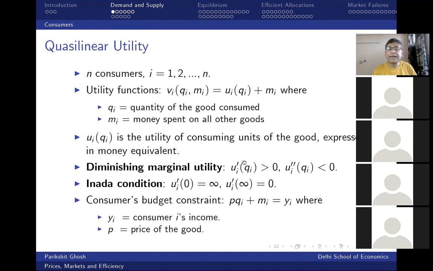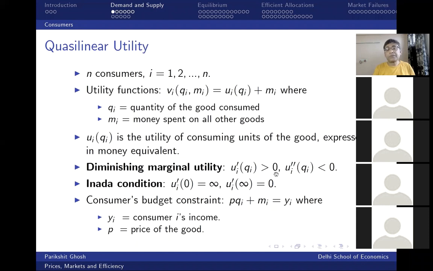This is in calculus terms, right? It means that the derivative of this function is strictly positive. I presume all of you are familiar with this sort of notation, U prime, that is basically dU_i/dq_i, right? It's the derivative of this function.